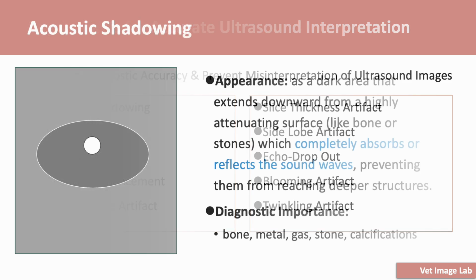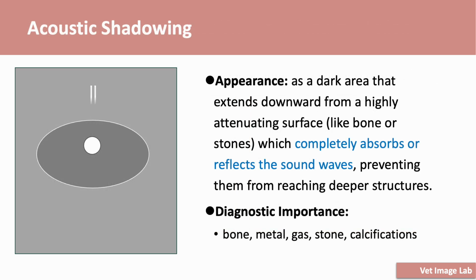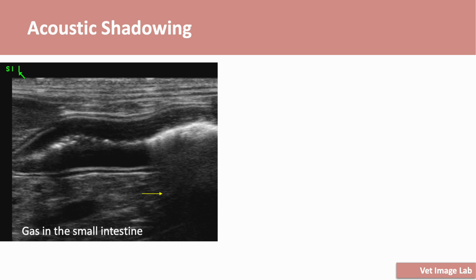Acoustic shadowing occurs when ultrasound waves encounter a highly reflective surface like bone or gas. This results in a dark shadow behind the object, as seen in the left image. This is a classic example of acoustic shadowing. Notice the bright echo from the gas in the small intestine, marked by the yellow arrow. The gas causes a strong reflection of the ultrasound waves, resulting in a dark shadow beneath it.